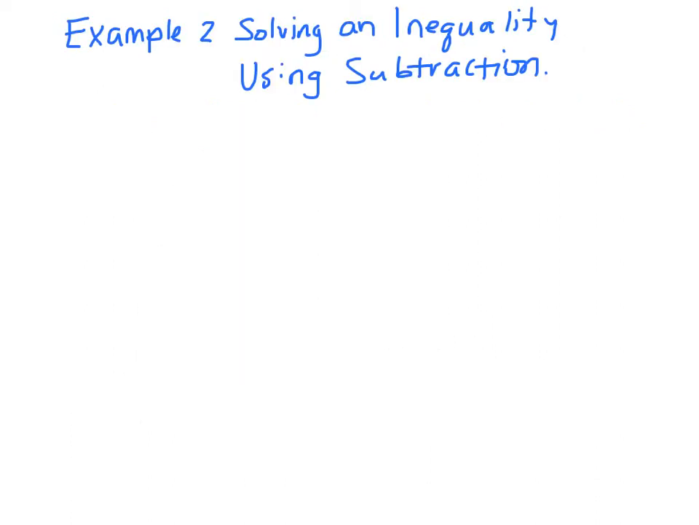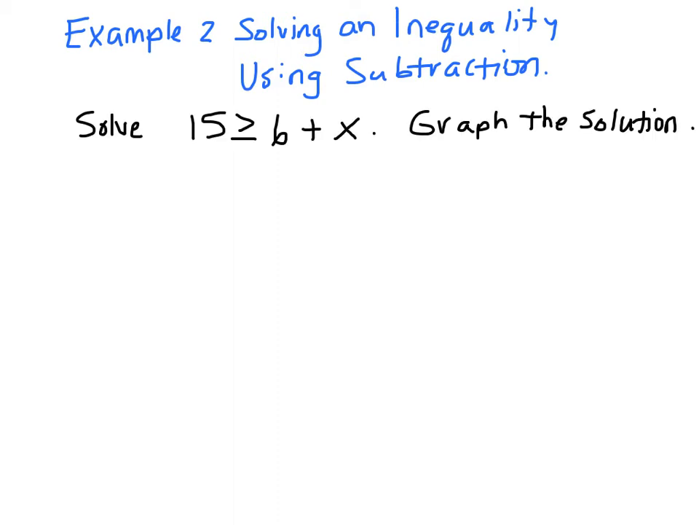So example 2 is solving an inequality using subtraction. The directions say solve 15 is greater than or equal to 6 plus x, and then it says graph the solution. So we just rewrite our inequality. So I have 15 is greater than or equal to 6 plus x. And again, I want to get x all by itself, so to do that I want to get rid of my 6.